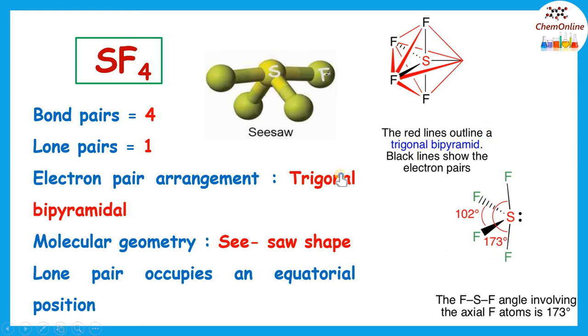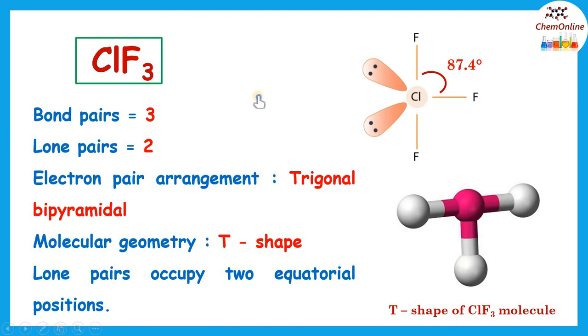So in the SF4 molecule, there are 4 bond pairs and 1 lone pair on the central atom. Central atom is sulfur. And the expected geometry is trigonal bipyramidal, but due to the presence of the lone pair, it changes to a seesaw shape. So SF4 has a seesaw shape. Now next is the geometry of ClF3.